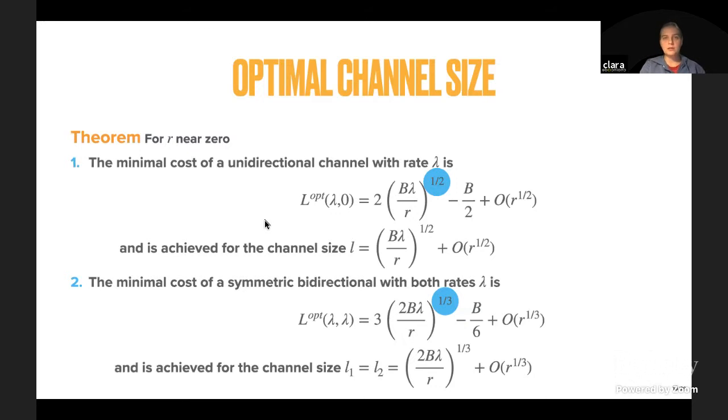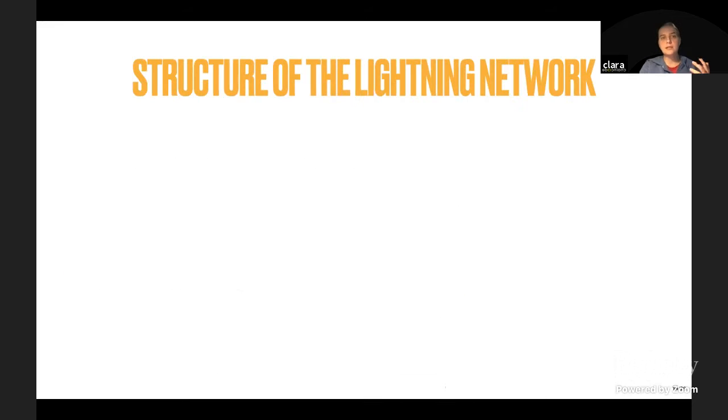So we talked about the optimal channel sizes. And as I said, there's a great difference between unidirectional channels and bidirectional channels. And with this, we want to talk about the meaning of these differences for the structure of the Lightning Network. So we'll have to take a moment and give a few more definitions for the network.